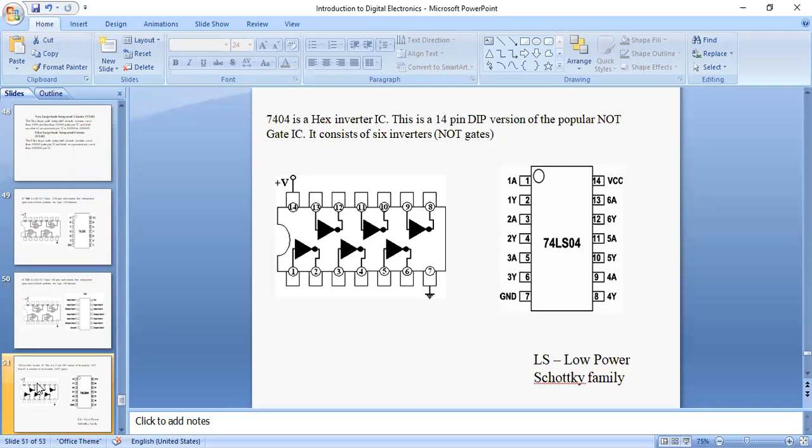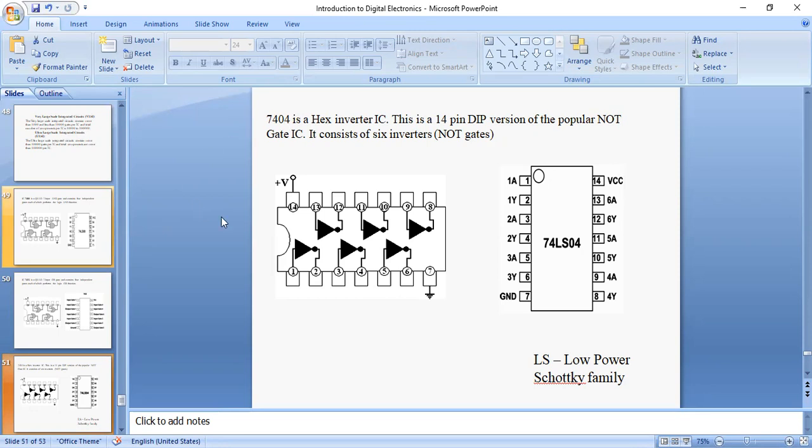One is input and another one is output. So the truth table for the NOT gate is: if the input is high, the output is low. If the input is low, the output is high. Now the number of the NOT IC is nothing but 7404. You have to remember this one. 7404 belongs to the NOT IC. It is a 14 pin IC.